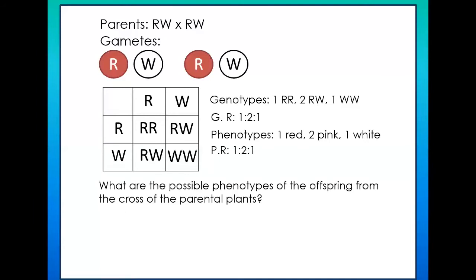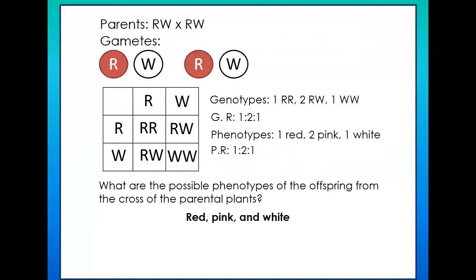Now, third question: what are the possible phenotypes of the offspring from the cross of the parental plants? We just simply get this as part of our solution. This is the answer for this question. So we have red, pink, and white. So these are the possible phenotypes.